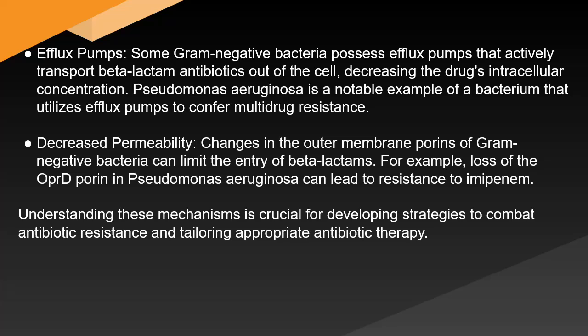Decreased permeability. Changes in the outer membrane porins of gram-negative bacteria can limit the entry of beta-lactams. For example, loss of the OprD porin in Pseudomonas aeruginosa can lead to resistance to imipenem. Understanding these mechanisms is crucial for developing strategies to combat antibiotic resistance and tailoring appropriate antibiotic therapy.